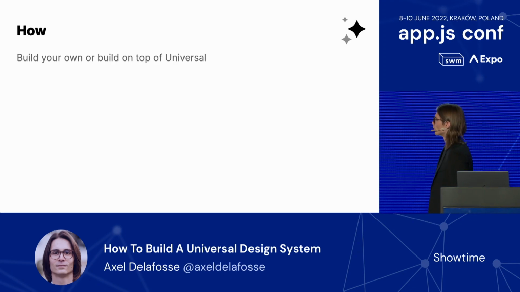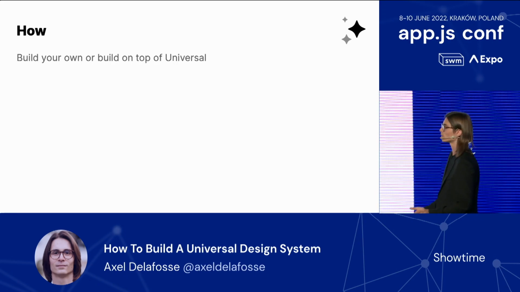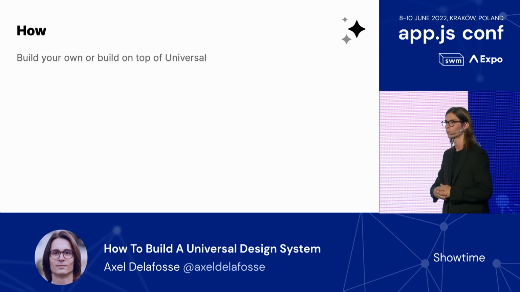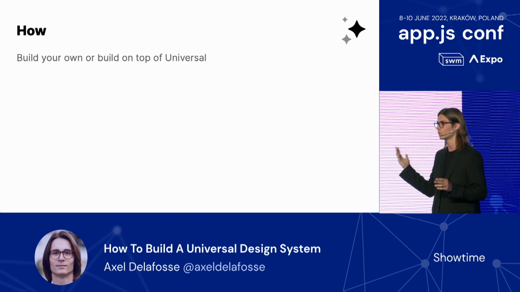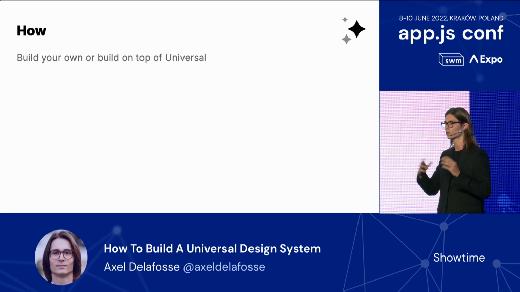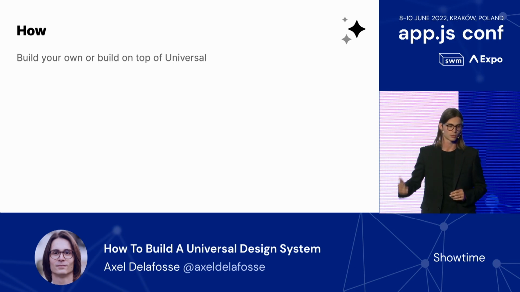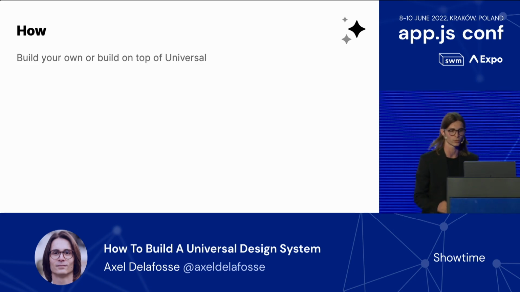So coming to how you build a universal design system. You can build your own. I really recommend creating your own monorepo with your package/design system folder where you can create all your custom components. And you can also use universal, the set of components we are going to open source right now.